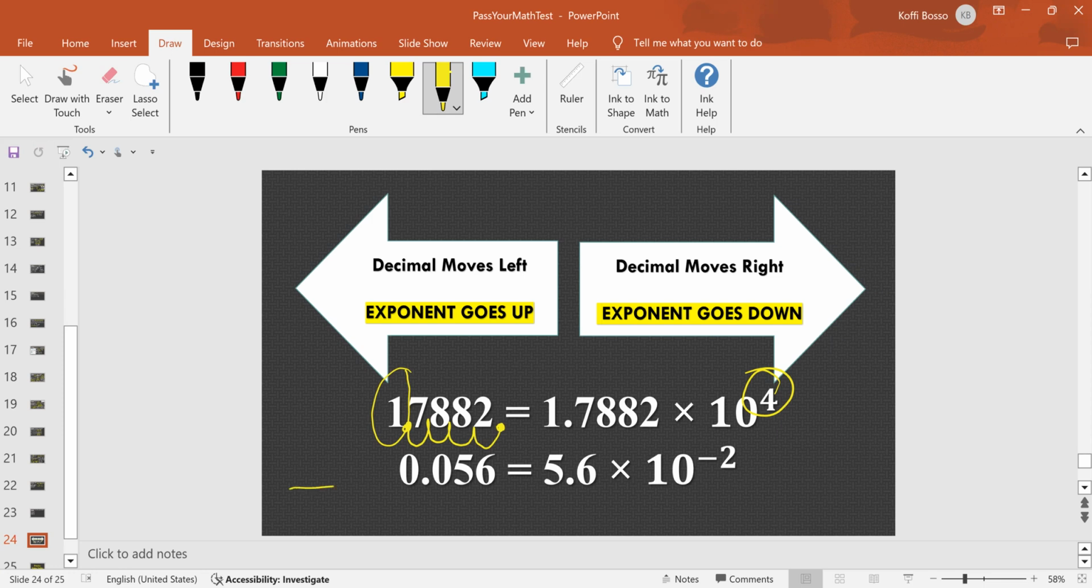Now, another example, look at this one. We have the first digit, which is a 0, no good. So this is not yet a scientific notation. So we need to move the decimal to the right side. And this time, how many times? 1, 2. Only 2 times to get that first digit, which is a number which is not 0. So we have 5.6, but because we move to the right 2 times, it has to be negative 2. As they say here, move right goes down.